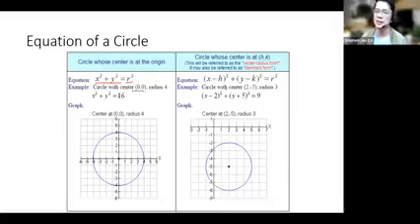But if it is not, then you have x minus h quantity squared plus y minus k quantity squared equals r squared. What is commonly mistaken is plus h and plus k. It should be minus, okay? So minus h and minus k. Something like this: the center is at (2, -5) with a radius of 3.